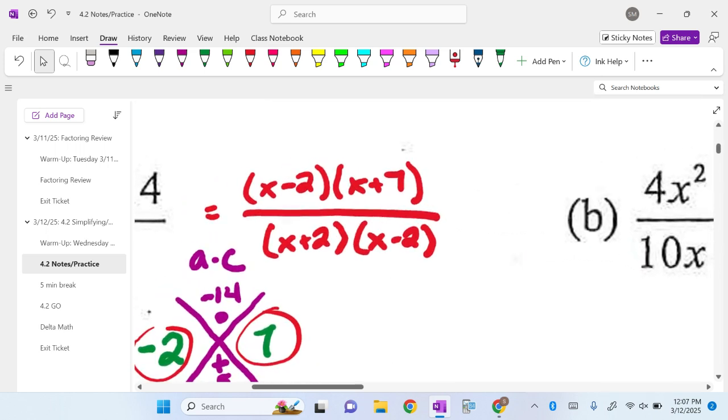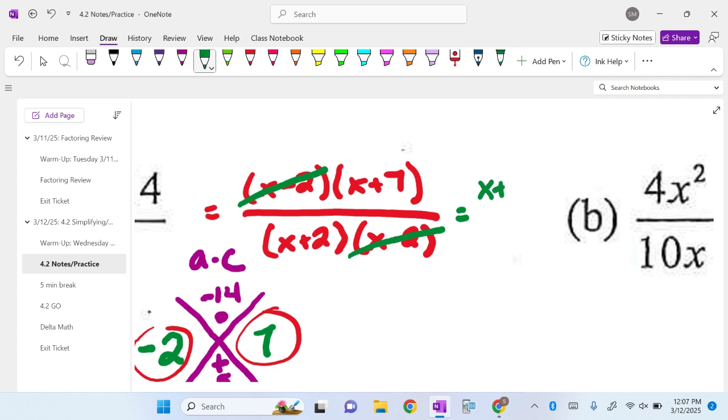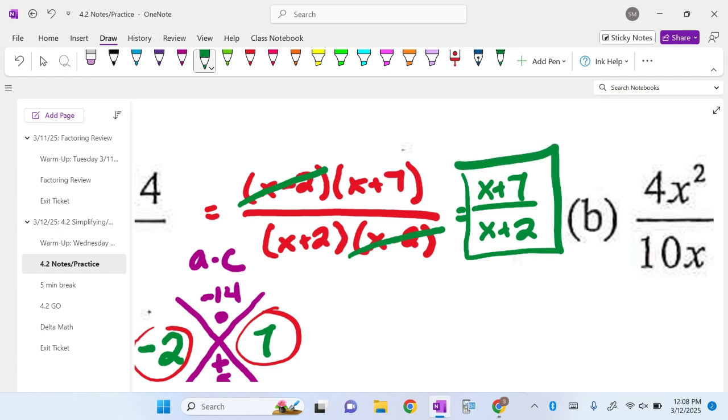So now my rational is split into its factors. So now I can start doing some crossing out. What is the only factor that matches up in both the numerator and the denominator? X minus 2. Because I have one in the numerator and one in the denominator, they're gone, one for one. So I'm left with what? X plus 7 over x plus 2. And that would give me my answer.